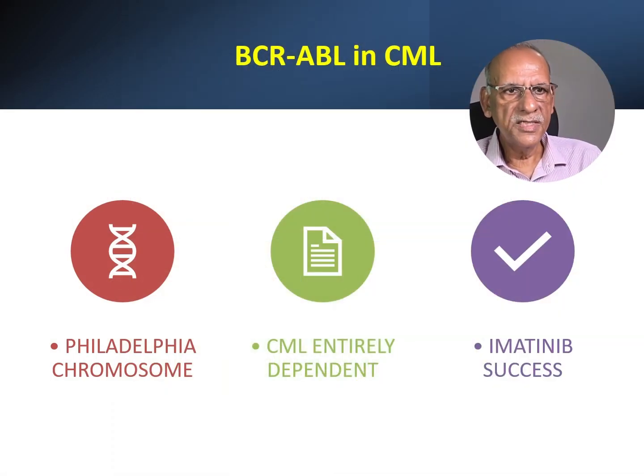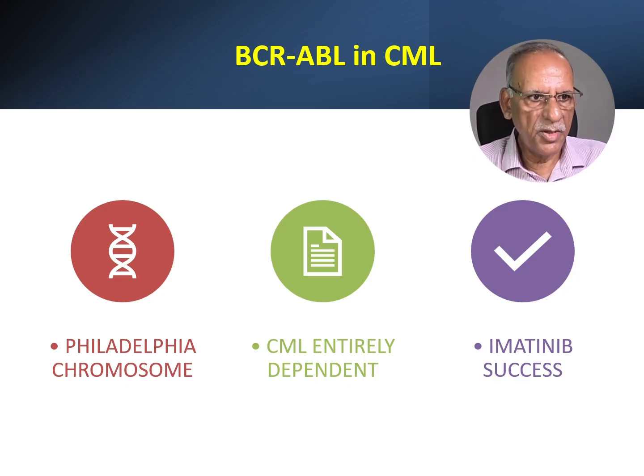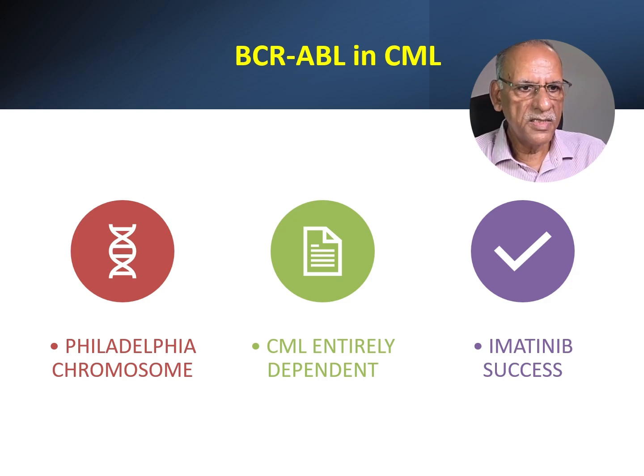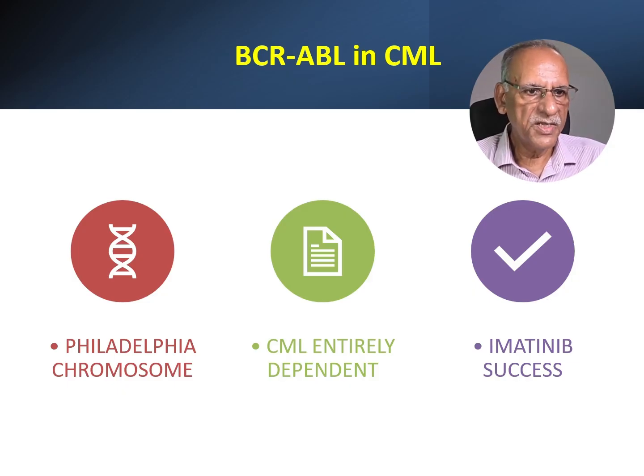The BCR-ABL oncogene is another example in chronic myelogenous leukemia, which is due to what is called a Philadelphia chromosome. These cancer cells are a blood cancer, you can say. So this type of blood cancer, which is called CML, is entirely dependent on this BCR-ABL oncogene. Imatinib was the drug used. It was a big success story when the FDA approved it for the treatment of CML.